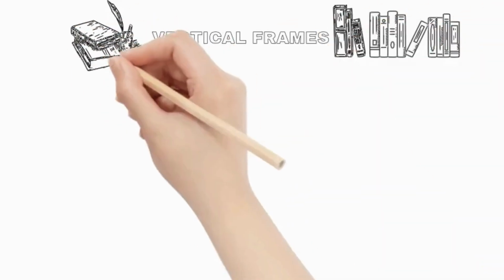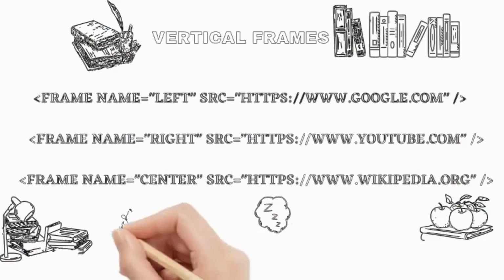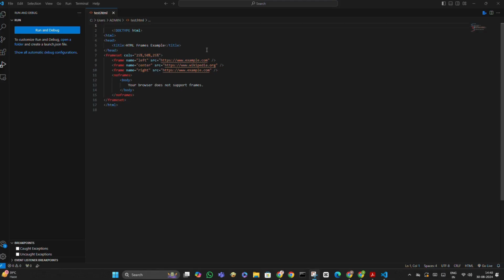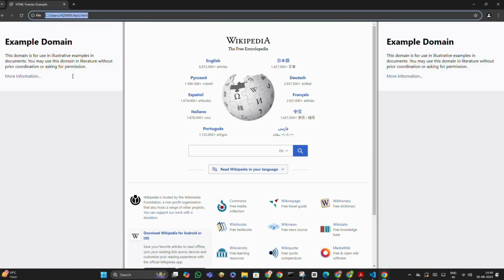And if you want to create vertical frames instead, you simply replace the rows attribute with cols and adjust their widths. This code creates 3 vertical sections, each loading a different HTML document.